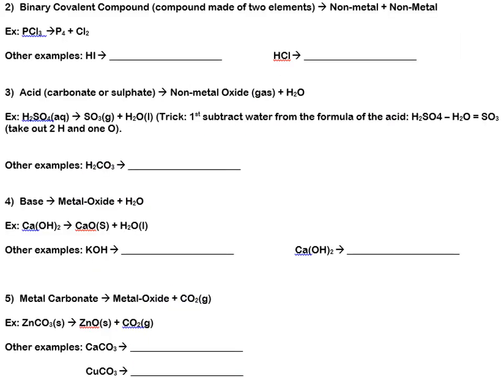Same idea here. If you have a binary covalent compound, just two different nonmetals, you break it down into its elements and make sure you follow the PS rules and the Hofbrinkel rule. So for example, HI would break down to form H2 gas plus iodine solid, so I2 solid. Pause the video and try the HCl. If you did it correctly, your answer should match mine.